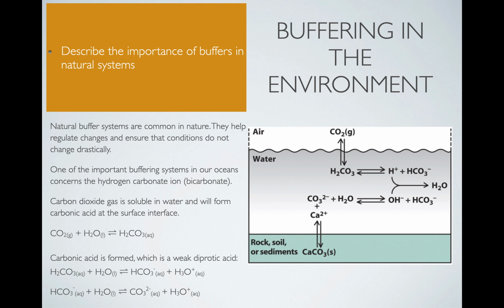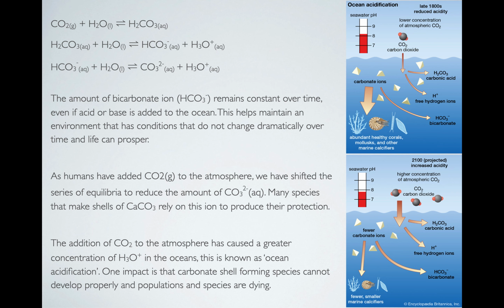Okay, and these are all in equilibrium, and if you change the concentration of something, you shift that equilibrium. One thing that we're doing is adding more carbon dioxide to the atmosphere, and that's forcing the equilibrium to produce more carbonic acid in our water. So it's acidifying our water. The pH of our water is decreasing over time, and that's affecting a lot of species that produce carbonate shells. It's forcing the bicarbonate ion to increase in concentration, and therefore there are fewer carbonates to react with calcium to form shells that protect living things.